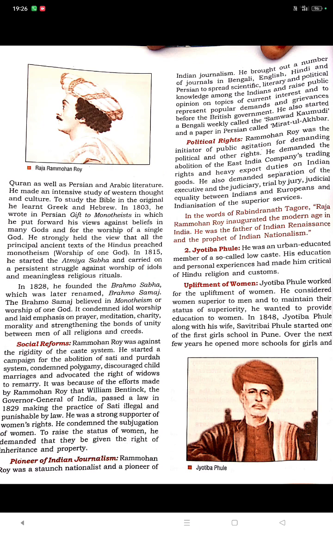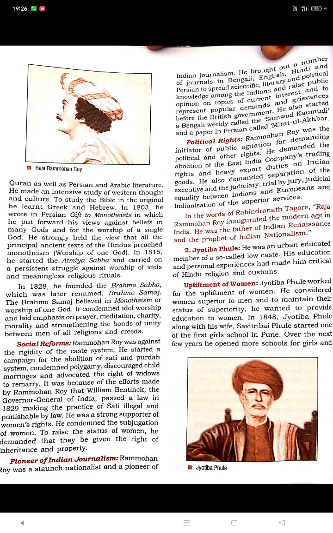He made an intensive study of Western thought and culture. To study the Bible in the original, he learned Greek and Hebrew. He wanted to study the Bible, so he learned Greek and Hebrew.